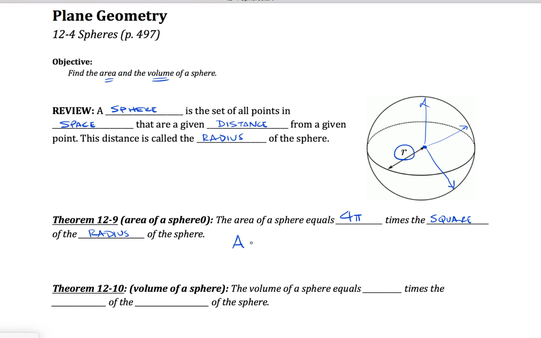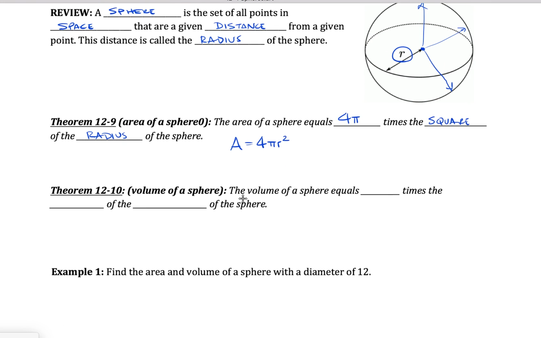The area of a sphere, if I wanted to shorten this down, I would just say the area of a sphere equals 4 pi times the radius squared. And it's as simple as that. Again, you just need to know the radius of the sphere, square it, multiply it by 4 pi, and there's your area of the sphere.